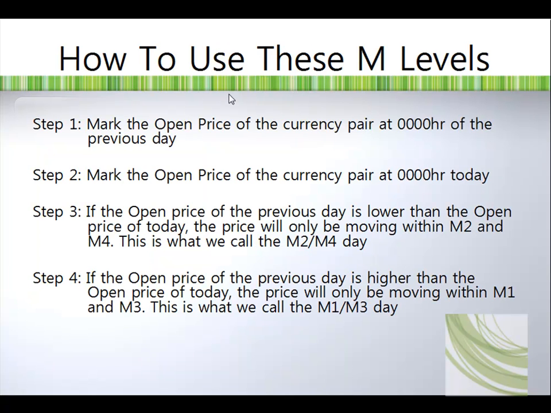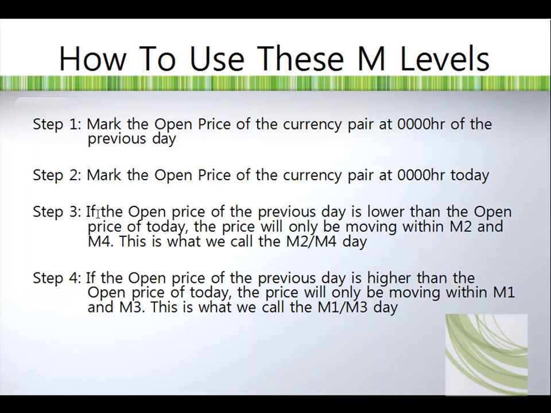So how do we use these M pivot levels? Step one, which is actually what we have done just now: we mark the open price of the currency pair at 0000 hours of the previous day, then mark the open price of the currency pair at 0000 today. The open price for today is actually the close price for the day before. So actually it's the same.